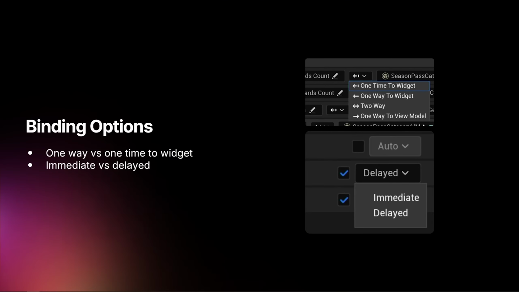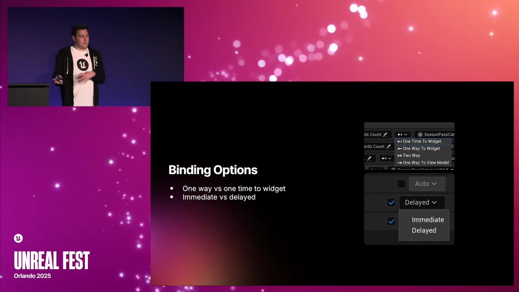Now let's talk about a couple of the options that you have when you're setting up your bindings. The first is the directionality of the binding. The first option you have there is one time to widget. One time is a little bit of a misnomer because it can actually change when the VM changes. But as long as the VM stays constant, then the value will only be set once. So it's more like one time per VM. One way to widget is the most common setting that we use here. That's going to send a value from the VM to the widget and update it whenever the value changes on the VM.